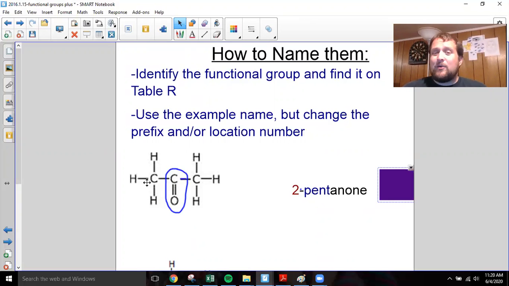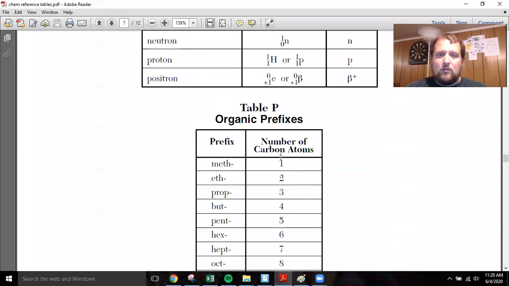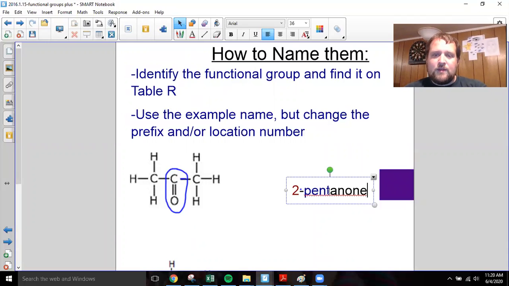In my case, I don't have 5 carbons. My ketone only has 3 carbons. So I would go back to table P and be like, oh, 3 carbons, the prefix is prop. So instead of 2-pentanone, this is 2-propanone. And then let's check, is my location number, is this on the second carbon? 1, 2, yes. Done. That's it.